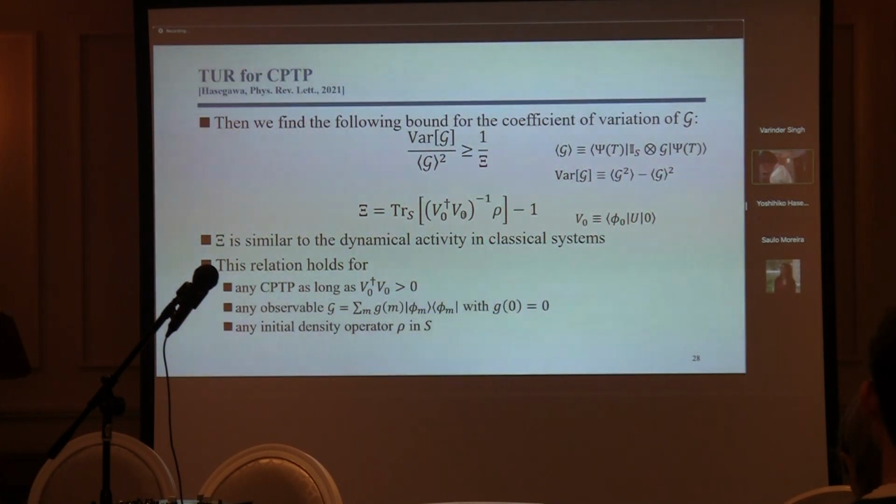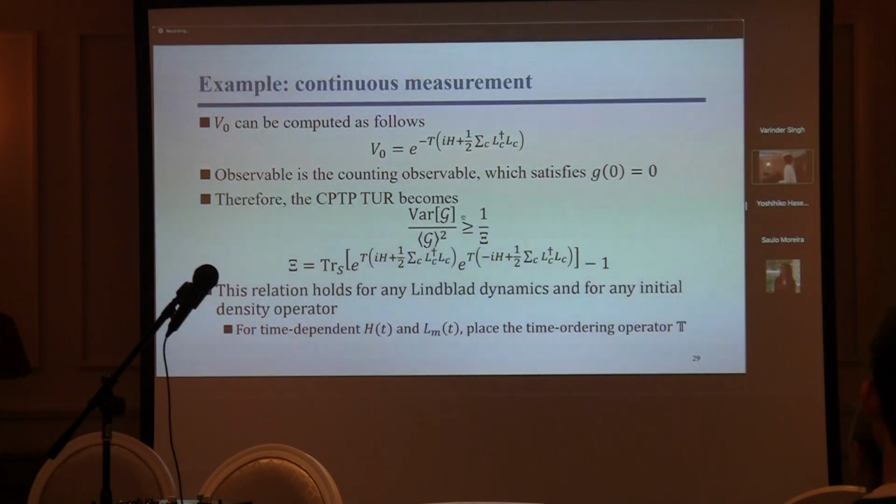For example, a continuous measurement can be represented by CPTP. Let us consider the continuous measurement case. So V0 can be computed like this one, and the observable is the counting observable. The counting observable naturally satisfies this condition. Therefore, the CPTP TUR becomes this representation.